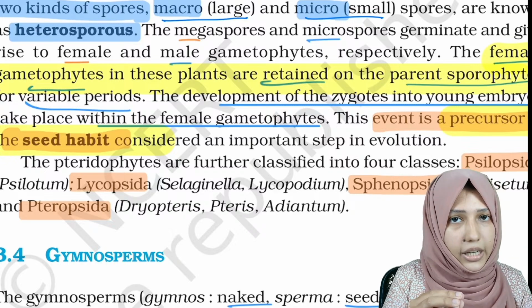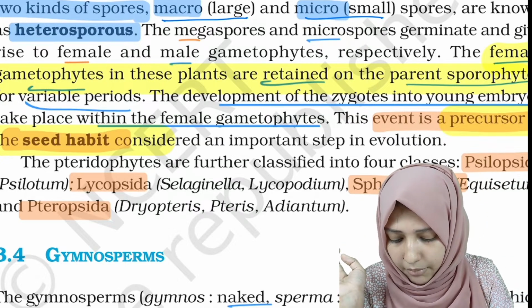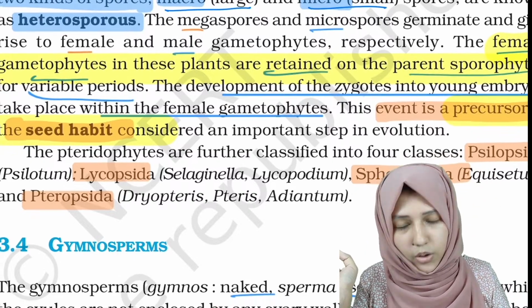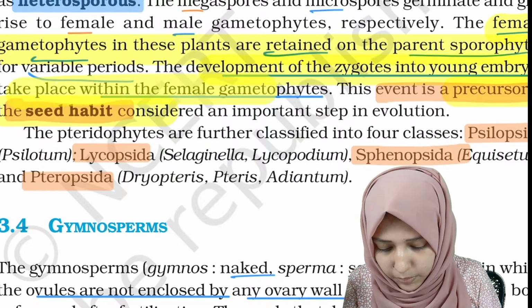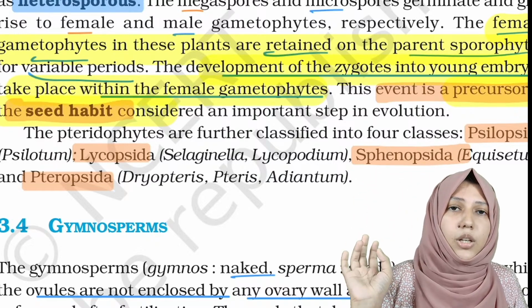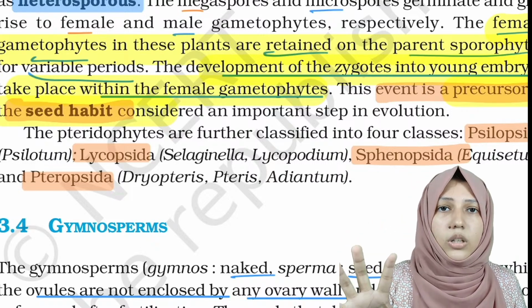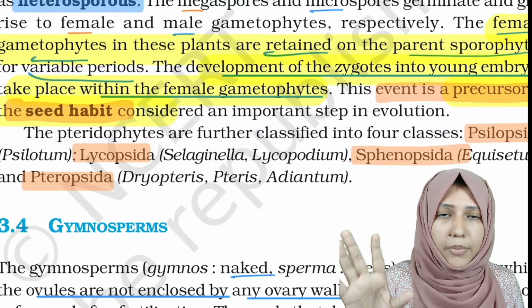And what is the indication for that? They are coming into seed habit. It is this: the female gametophyte in these plants is retained in the parent sporophyte. Okay, and the development of zygote into young embryo takes place within the female gametophyte. Only inside the female gametophyte does the embryo develop.